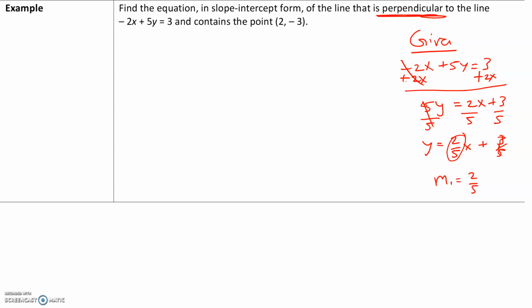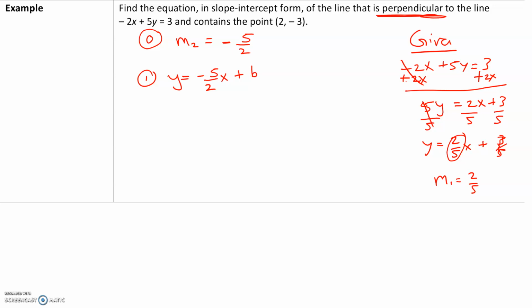We know that the slopes of perpendicular lines are negative reciprocals. So here's what we know. If our slope is 2/5 for the given line, then the slope of the line we want is going to be its negative or opposite reciprocal. So if this is 2/5, that's going to be a negative, and we flip this. We take the reciprocal of 2/5, which is 5/2. So our equation is going to be y equals negative 5 over 2 x plus b.